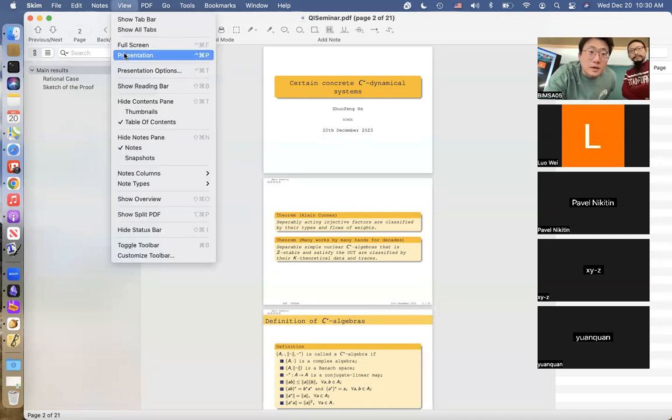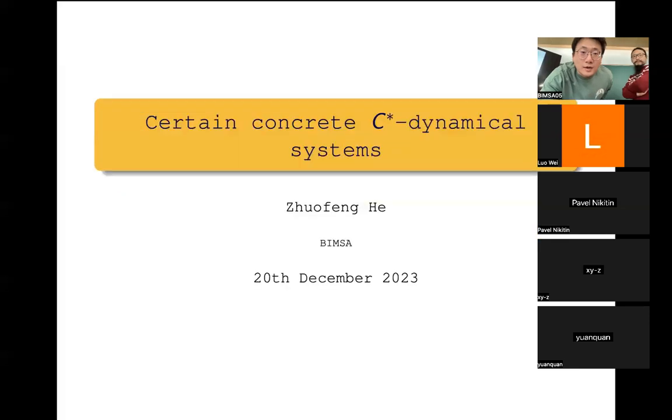Let's start. So we are very happy to have Zhuofeng He from BIMSA to give the last seminar talk this year. The last one. Actually, probably this semester, because I don't know when we will have the first one next. In January we will have a lot of conferences, and then we will have our winter break. The next one will be probably in late February. So for a long time we won't see each other.